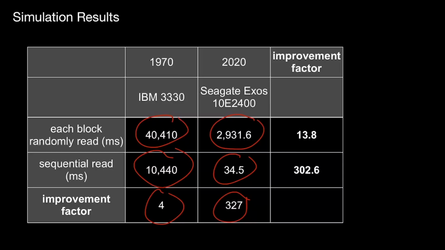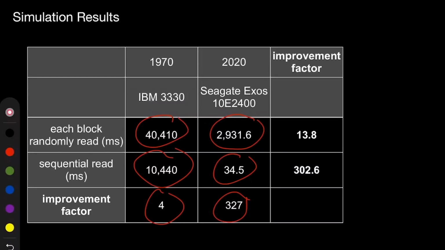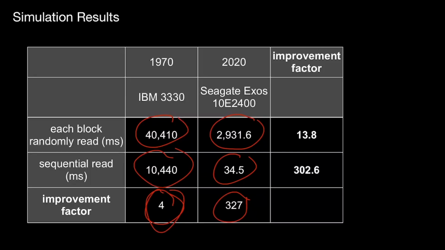And I showed you these experiments, how these things changed over time. So the difference between reading sequentially and randomly back then in 1970 was only a factor of 4. Now it's a factor of 327, and that keeps on going. So the gap is widening. The improvement in terms of random reads is not increasing as much as the improvement in terms of sequential reading and writing. That's an important thing to consider.